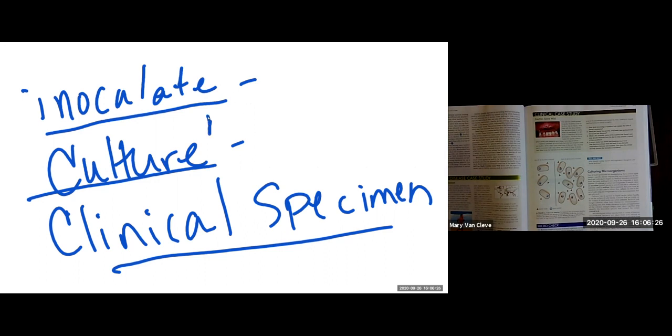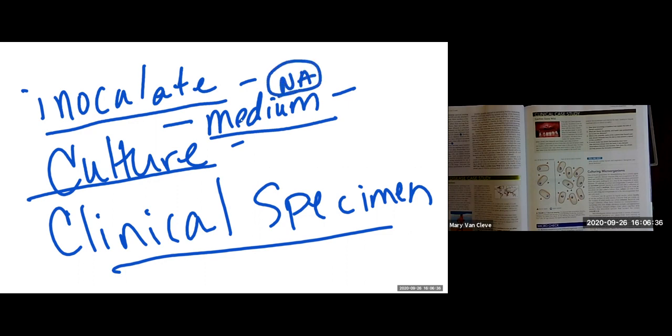Now what we're going to do is use a medium that we place it on. For example, the nutrient agar is the medium we used in our Petri dishes. There's a number of different medium, various broths that we may use, nutrient broth, and things of that nature.